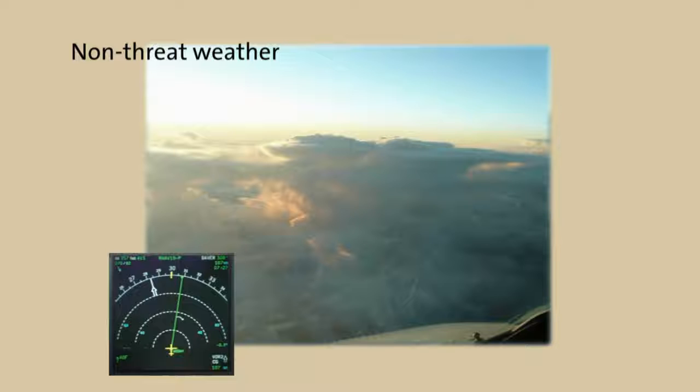On close approach, it can be seen that there is no substance to the cell. In fact, you can see right through it. In addition, the cell is 1 to 2,000 feet below the aircraft and thus not a threat. Again, applying the quiet, dark cockpit philosophy, this non-threat cell is not displayed.